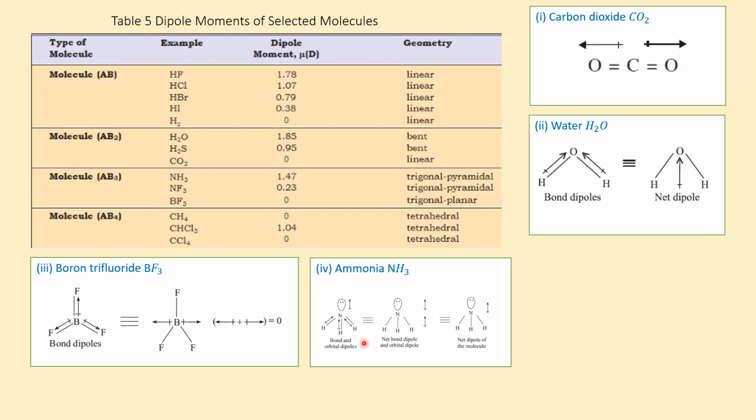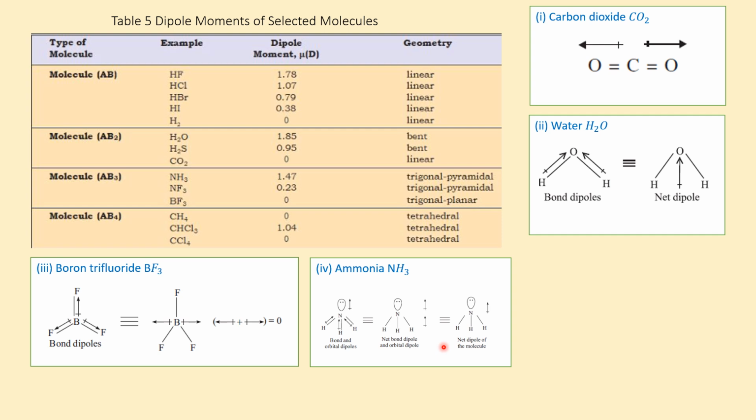So the bond and orbital dipoles are shown here for structure 1, structure 2 and structure 3. The net dipole moment of NH3 is 1.47, trigonal pyramidal, as shown in the dipole moment table above.